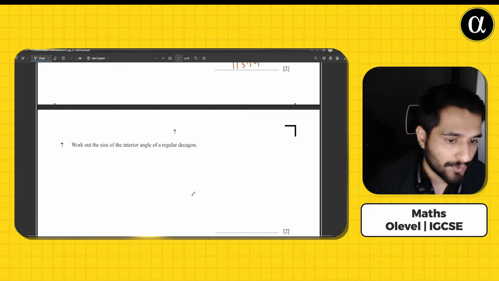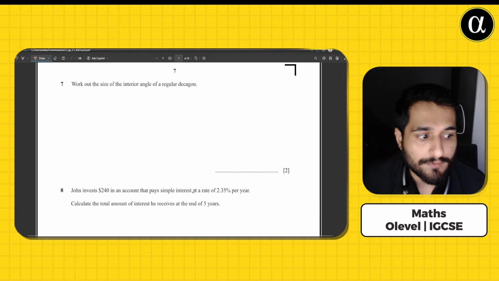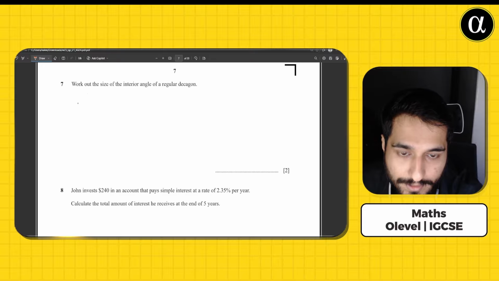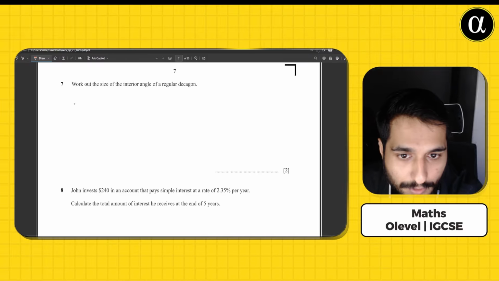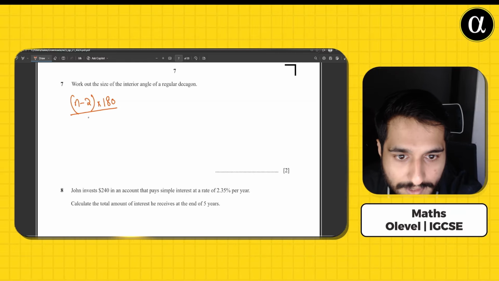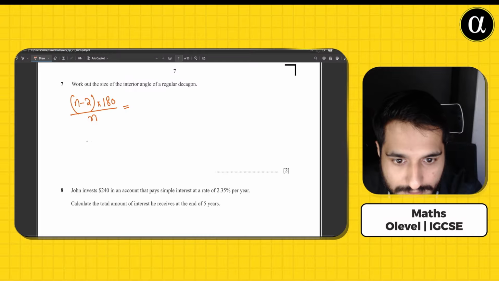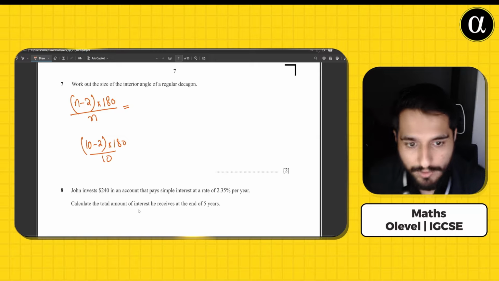Right, let's move on. It says work out the size of an interior angle of a regular decagon. Now the formula to find out the sum of angles of any polygon is going to be n minus 2 times 180, and since it's a regular polygon, we can divide it by n to find the value of each interior angle. So it's going to be 10 minus 2 times 180 over 10, which is going to give us what?